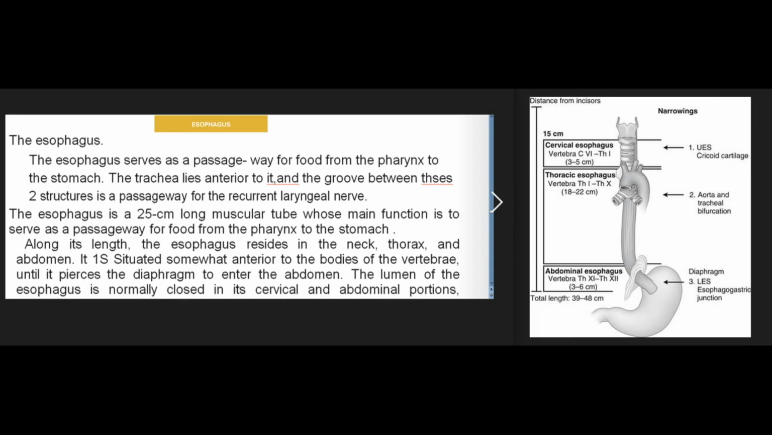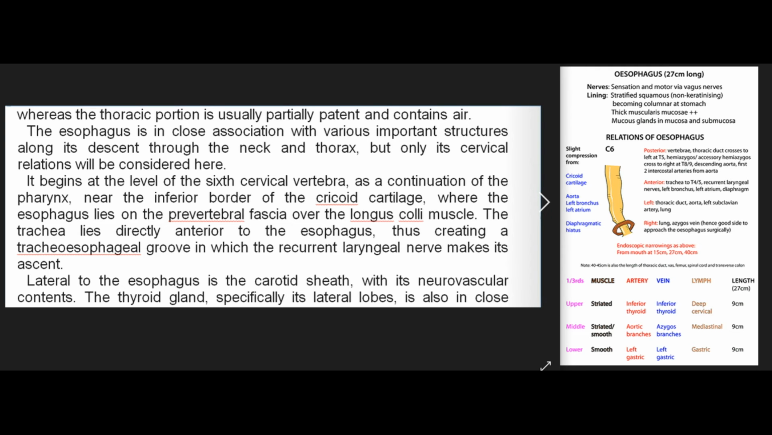Along its length, the esophagus resides in the neck, thorax, and abdomen. It is situated somewhat anterior to the bodies of the vertebrae, until it pierces the diaphragm to enter the abdomen. The lumen of the esophagus is normally closed in its cervical and abdominal portions, whereas the thoracic portion is usually partially patent and contains air.